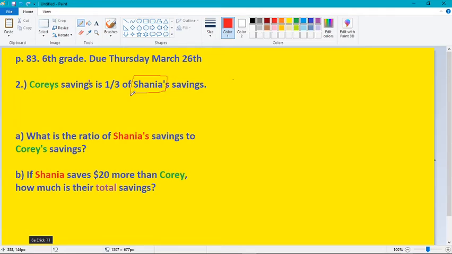If it says that Corey's savings is 1/3 of Shayna's savings, we know that Corey's ratio is 1. And Shayna's ratio would be the number represented by the 3. Okay? Because Corey only has 1 out of every 3 that Shayna has. So that fraction just shows us our ratio.